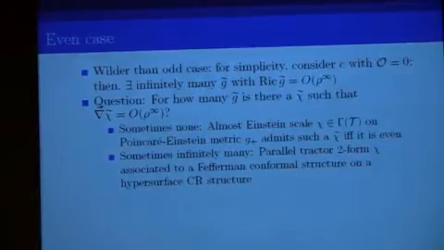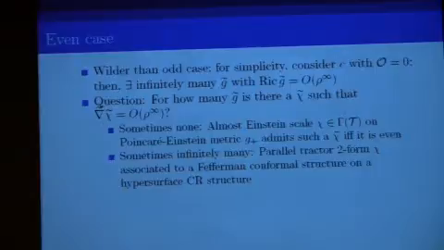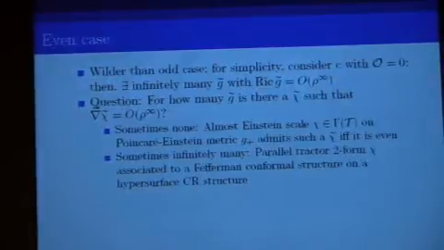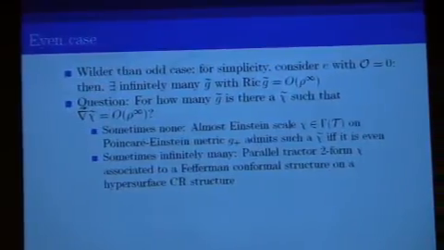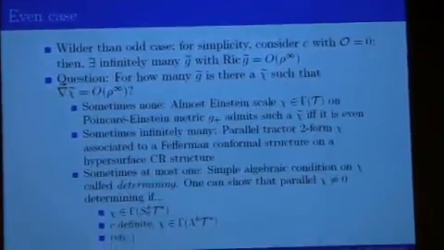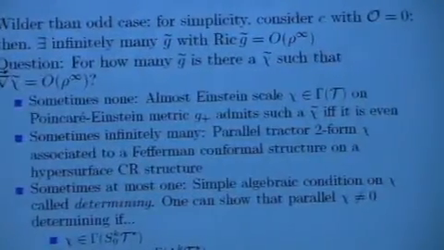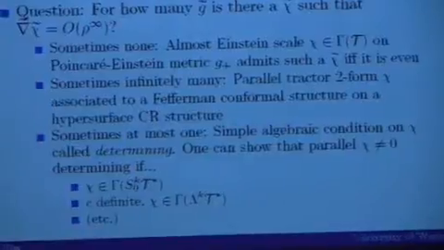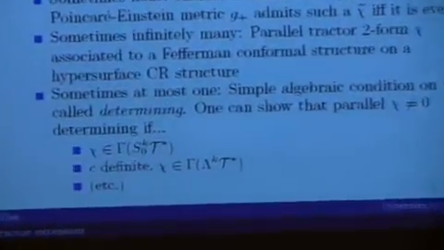I also don't want to say too much about this example because it's also fairly technical, but you can actually get infinitely many extensions, that is, there are infinitely many choices of ambient metric in this case that admit a parallel structure. And in this case, this is just the Fefferman conformal structure that I was talking about before. And again, a Fefferman conformal structure always admits a parallel tractor 2-form. And I should also say that only applies to the case when we're talking about a non-degenerate hypersurface of CN.